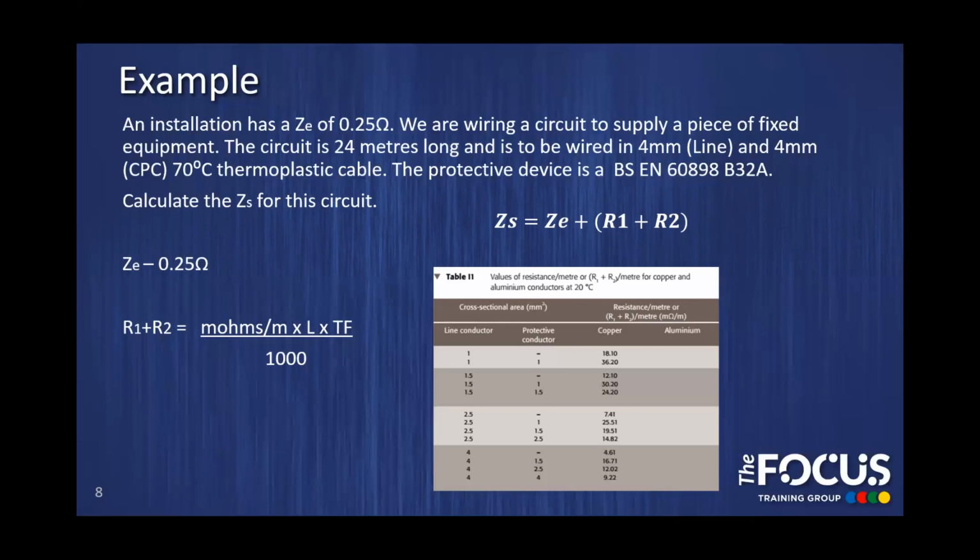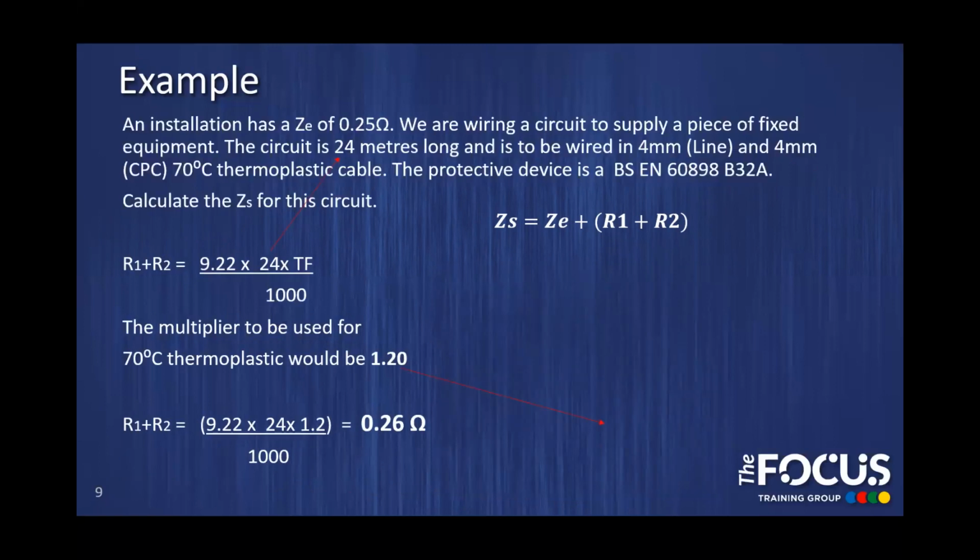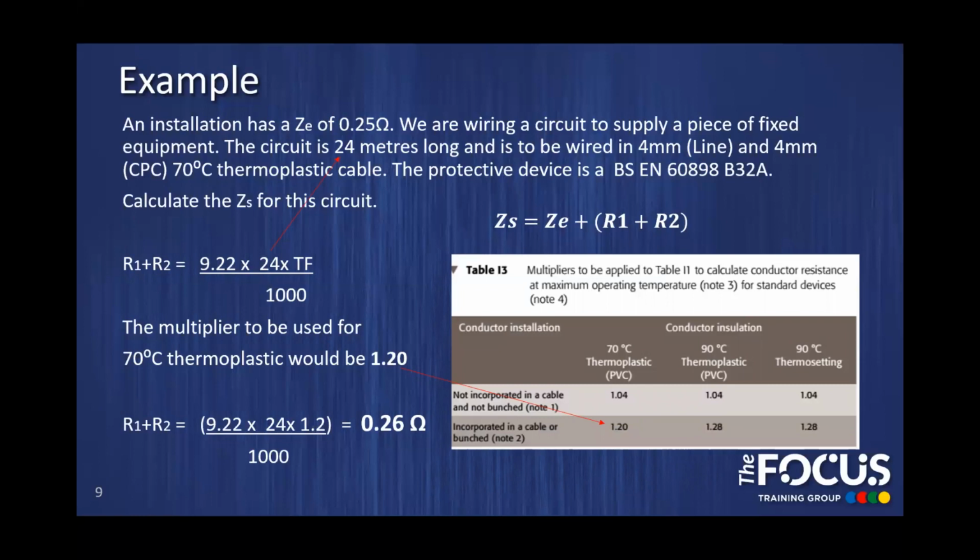So firstly, I need my milliohms per metre value. For a 4mm line conductor with a 4mm CPC, we can see in the table that we have 9.22 milliohms per metre. So we've got 9.22 milliohms worth of resistance in 1 metre for a 4mm line conductor with a 4mm CPC. Putting that into our R1 + R2 equation, we have 9.22, that's our milliohms per metre value. We have a 24 metre long circuit, and we also have to find our temperature factor. Using table I3, we can see that it's 1.2, which leaves us with R1 + R2 equals 9.22 multiplied by 24 multiplied by 1.2 over 1,000, which will give us an R1 + R2 value of 0.26 ohms. That would be the resistance of the entire length of that circuit.